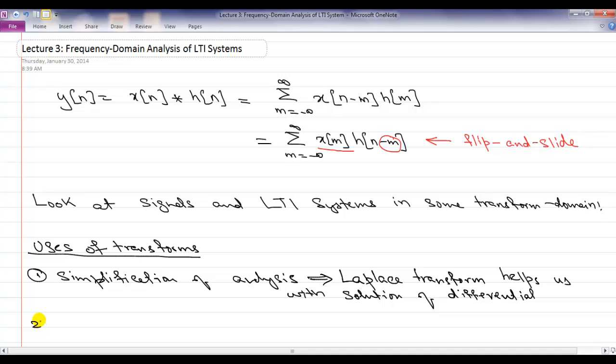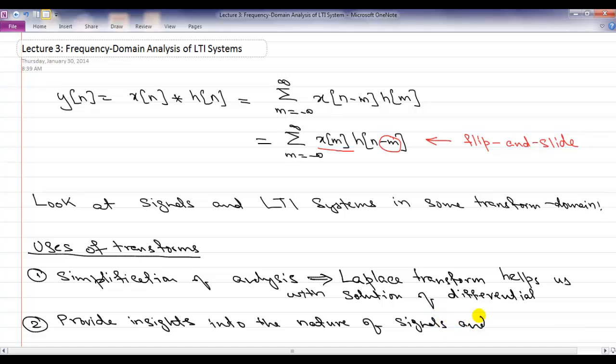And there is another reason we want to use transforms, which is that they provide insights into the nature of signals and systems. While Laplace transform can be explained in terms of physical aspects, there are some other transforms which are directly related to the physical properties of signals and systems, and that's why we use them.